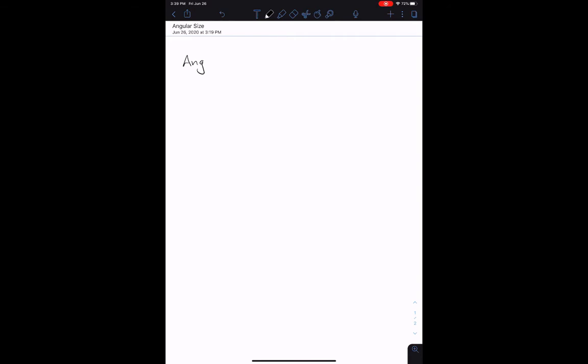In order to calculate angular size, we need to know both the diameter of an object and the distance to that object. These two need to be in the exact same units. Then we multiply by 57.3 degrees.